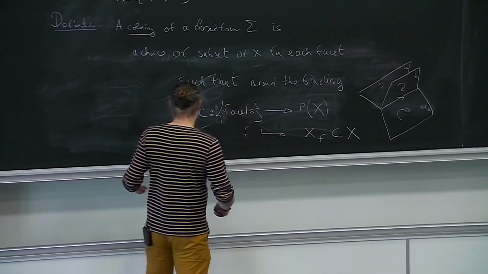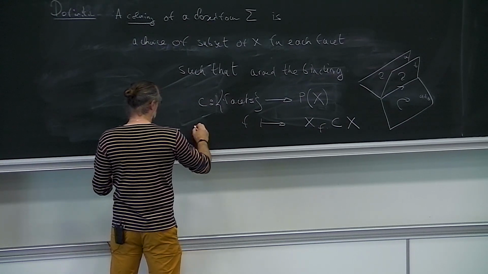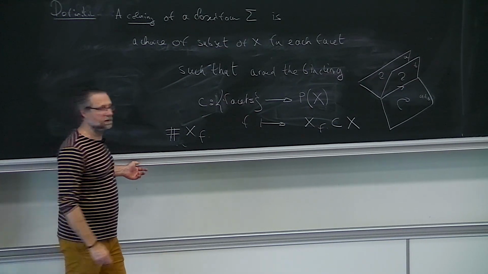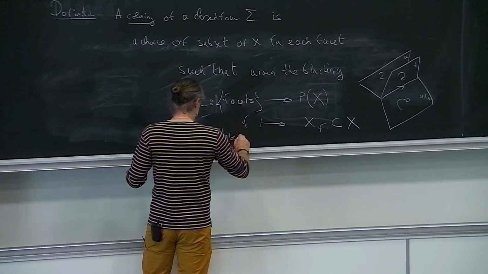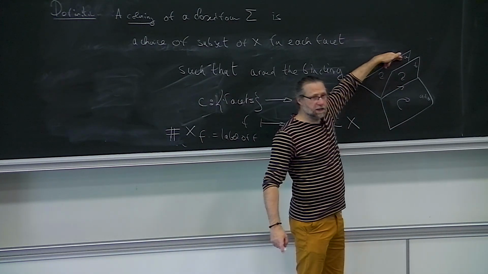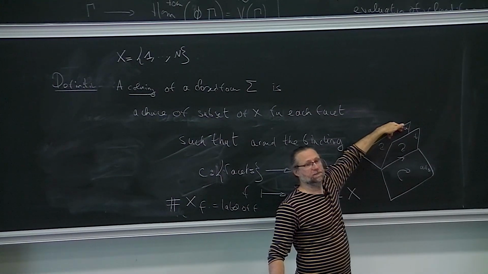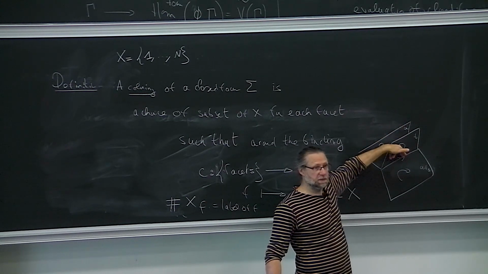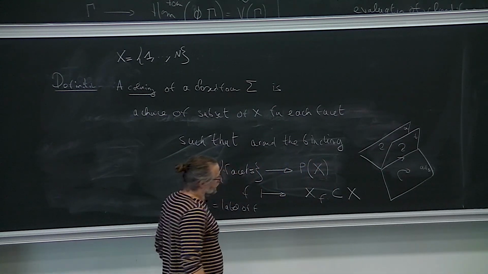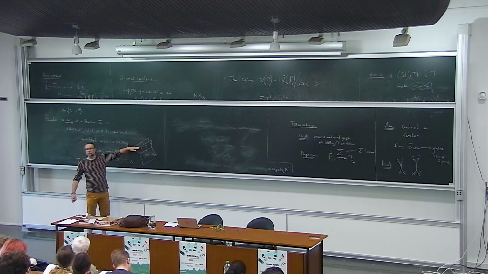I'm asking two things. The cardinality of this set is equal to the label of F. For each facet, I have a label A, so I want to choose a subset of cardinality A into X. And same for B, and same for A plus B. And then the additional condition I'm requiring is that the subset here is just the union of the subset here and here.